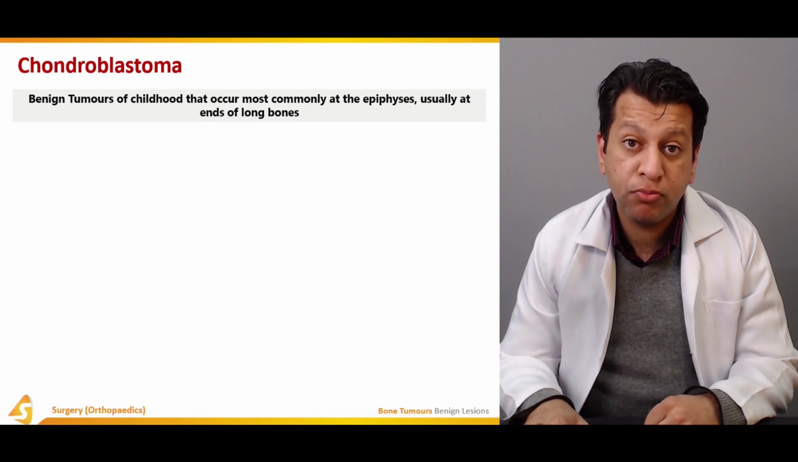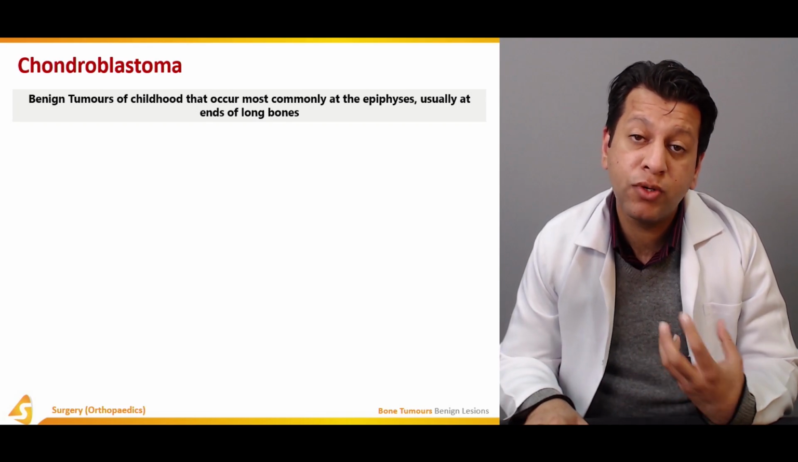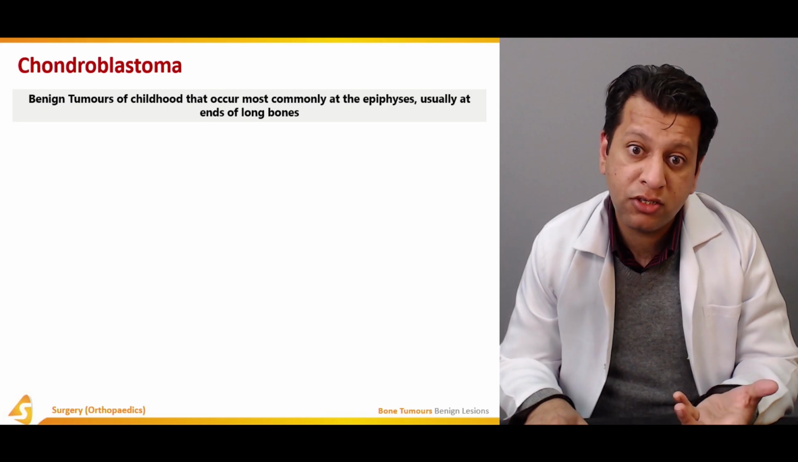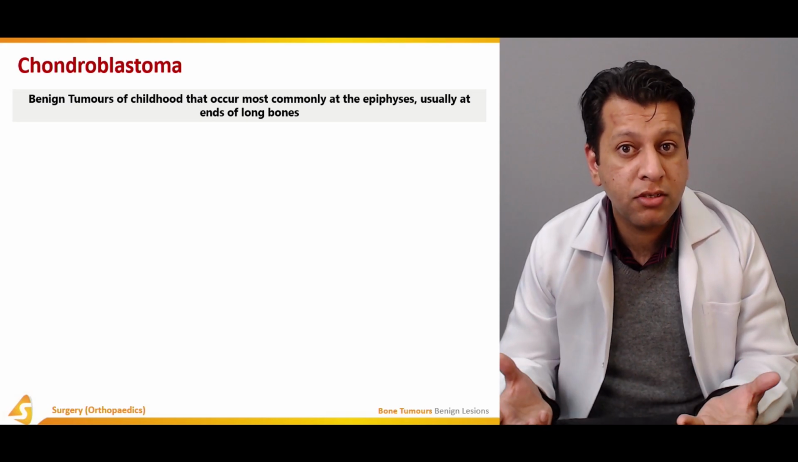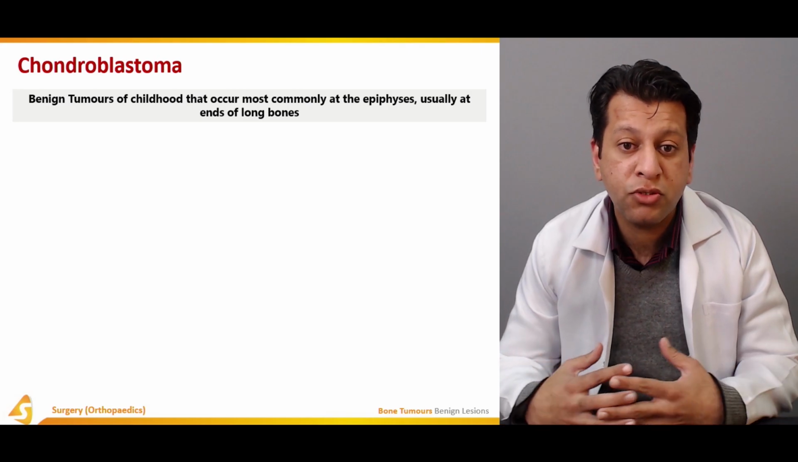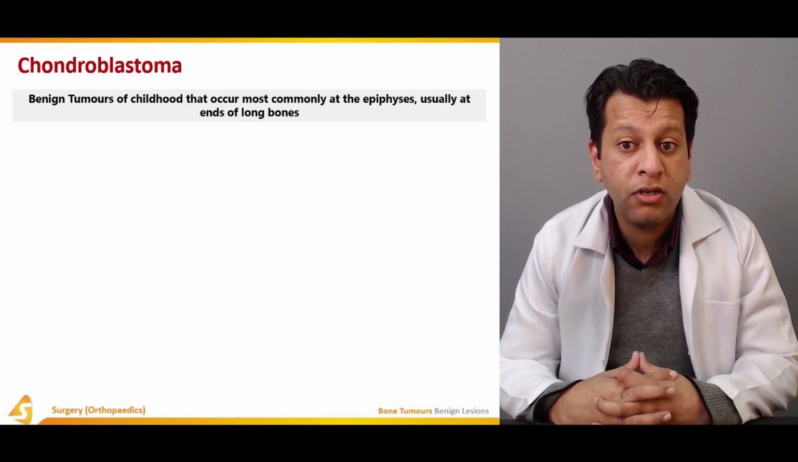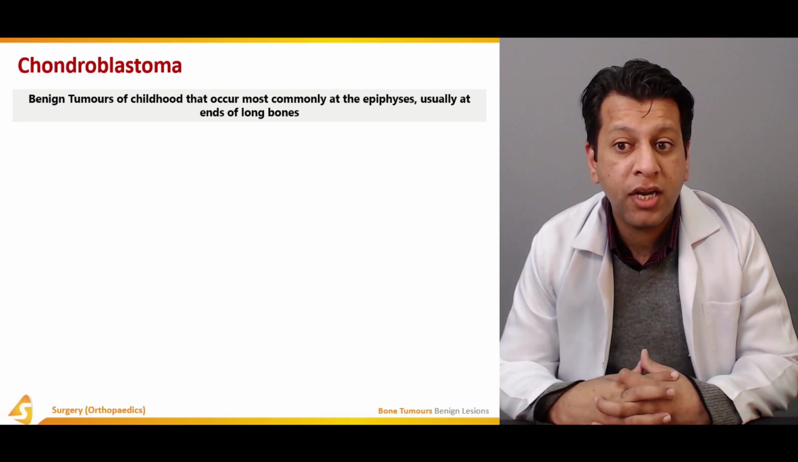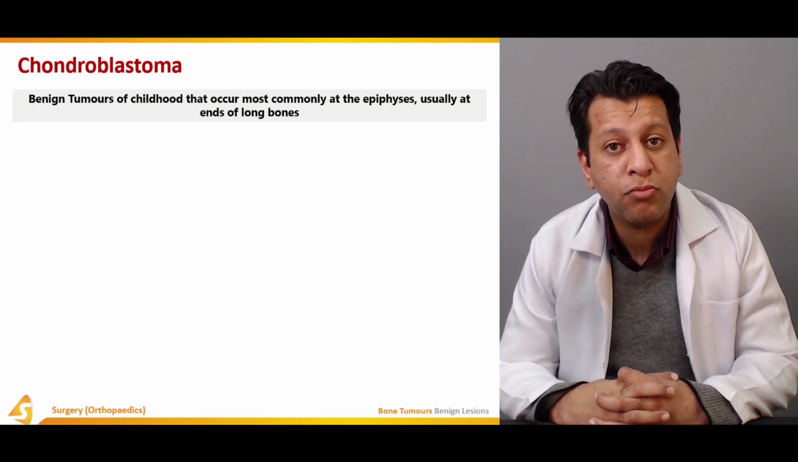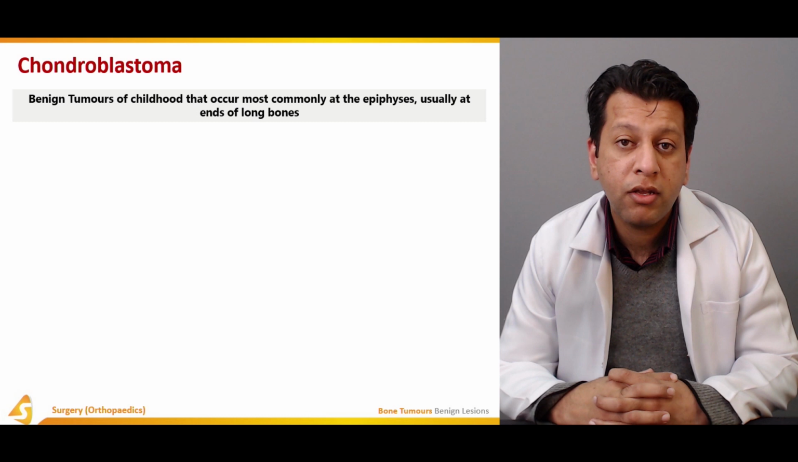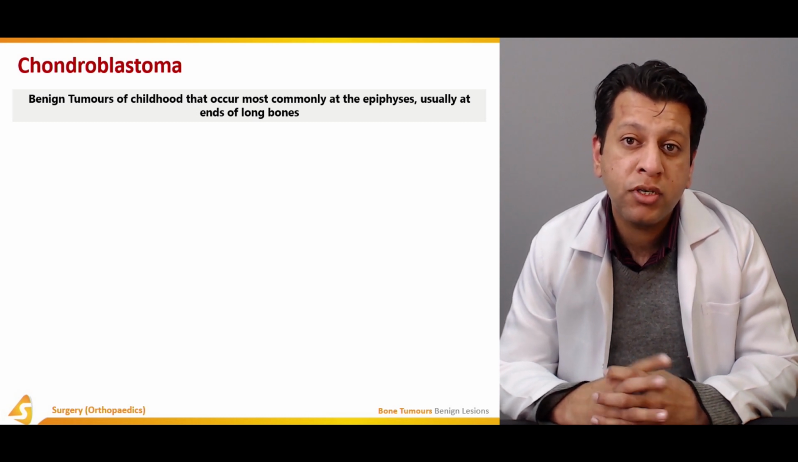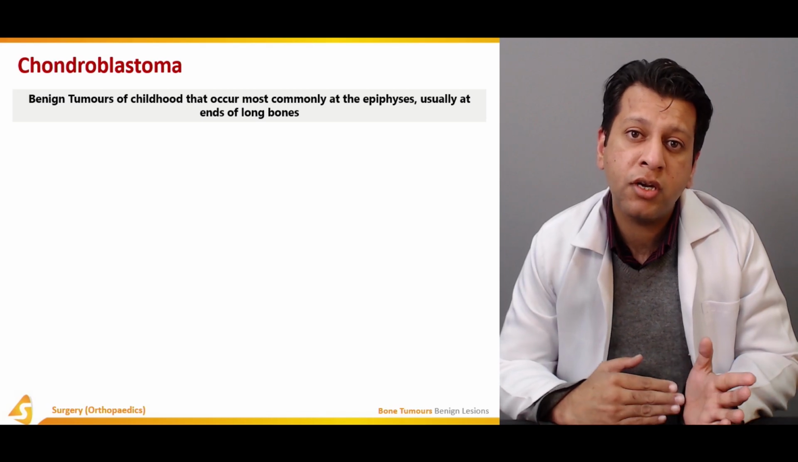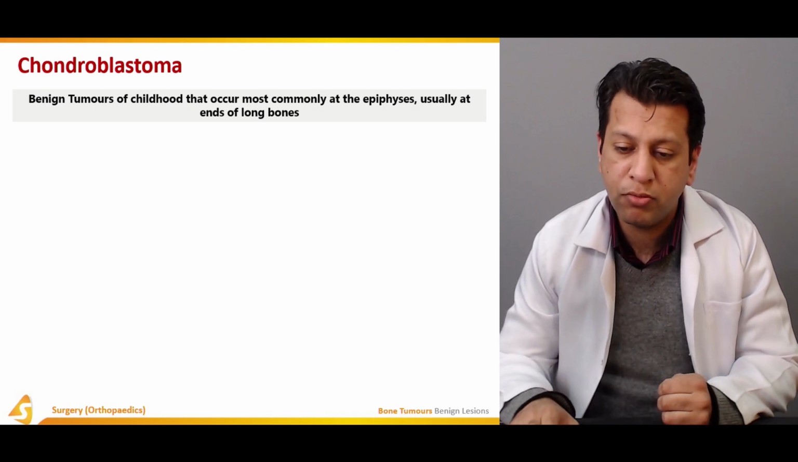Coming to the chondroblastoma, as the word suggests, it's a cartilaginous tumor because it has chondro in its name, and blastoma means some kind of immature cells as well. So it's a benign tumor of childhood that occurs most commonly at the epiphysis, usually the end of the long bone. As I just told you, periosteal chondroma was in the metaphysis, and chondroblastoma is actually in the epiphysis, but it's also a childhood tumor.